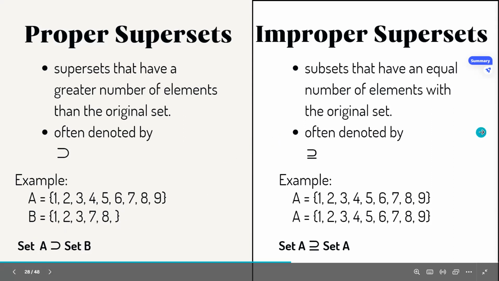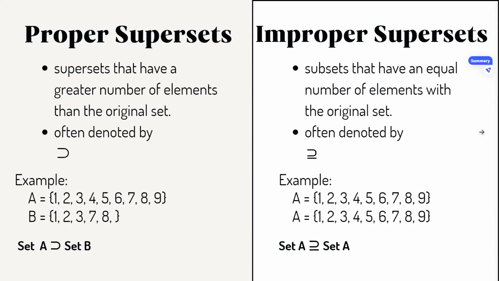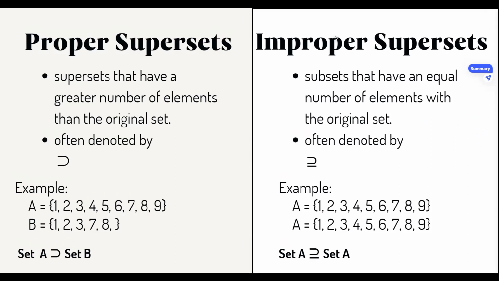And for the improper superset, these are supersets that have an equal number of elements to the original set and is often denoted by this symbol. For example, set A has all the digits ranging from 1 to 9, and also set A has the same values ranging from 1 to 9. Therefore, set A is an improper superset of set A.